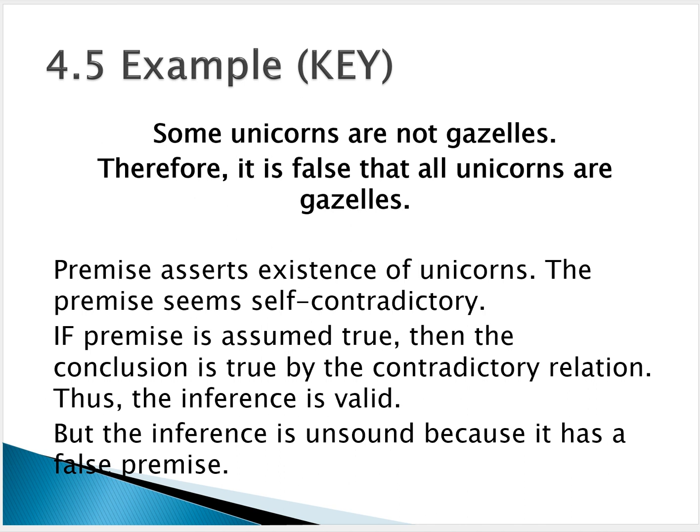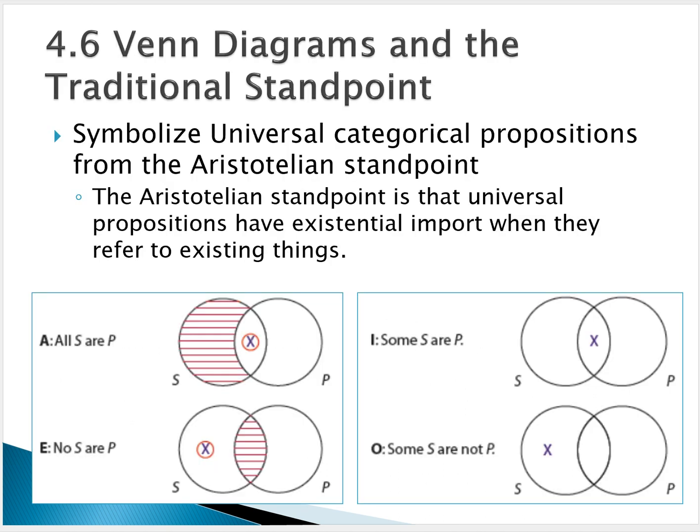Okay, so these are the things you really have to think about in logic, right? You really have to tear them down. And that's why going back to symbols is going to be really important rather than worrying about the words. In section 4.6, we're going to go back to those Venn diagrams and do the Venn diagrams along with the traditional standpoint.